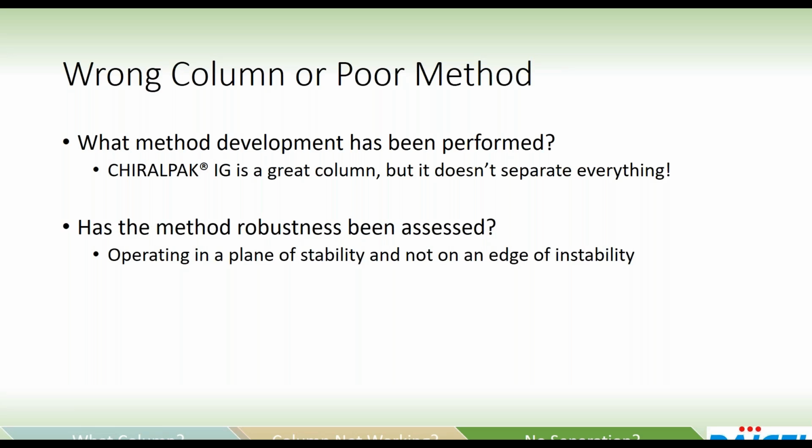It could be that it's a poor method. Has the method robustness been assessed? And by this, I'm talking about operating in a plane of stability and not on an edge of instability. If you have a separation that's extremely sensitive to the percentage of alcohol, for instance, and you have an issue with the pump, where maybe rather than pumping 5% alcohol, it's pumping 10% alcohol, that could be enough to cause a loss of separation, which could be picked up if you were doing a robustness study. And again, might not be that it's an issue with the column, it might be an issue somewhere else.